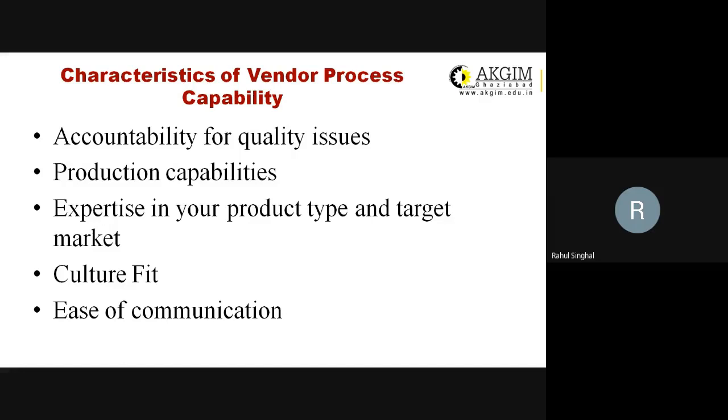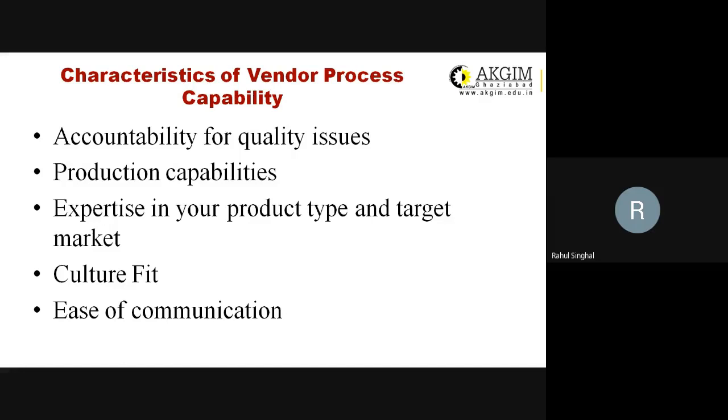Next, we have expertise in your product type and target market. You must deal with a vendor who is experienced enough, or has expertise in supplying goods to the target market you are supplying to. If a vendor is experienced enough, he knows the market condition, he knows the customer preference, and accordingly he supplies the raw material to you. So it will be a great ease for you, and it will give you operational efficiency also. So expertise in your product type and target market is one of the features of vendor process capability.